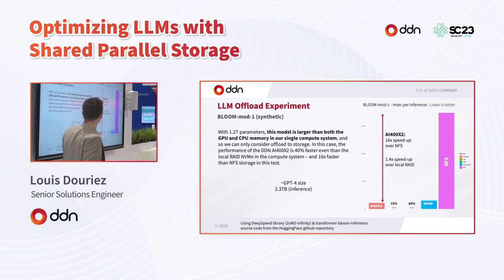But we went further, and we increased. We are still using a single GPU node with 8 GPUs, and we try to run inference on a GPT-4 model. Here we have 2.3 terabytes of neurons, and it doesn't fit on either GPU memory or CPU memory anymore, as it's too big. We can see that the best solution is to use our AI 400X2 to obtain the best performance. The next one is RAID, and again we get a 16 times speedup over NFS.